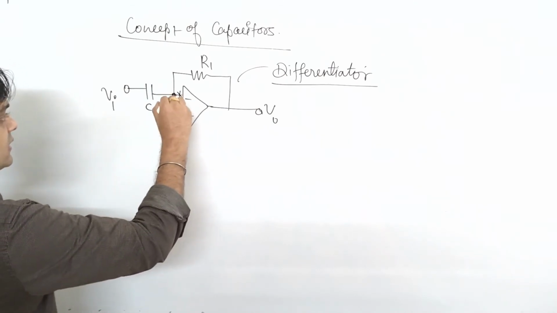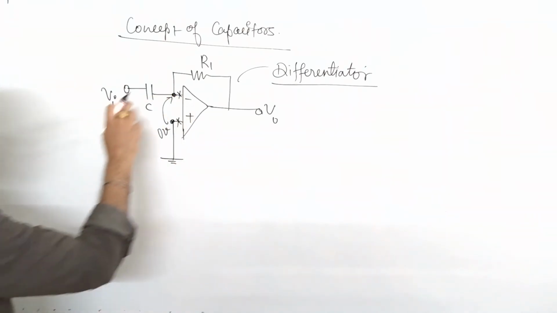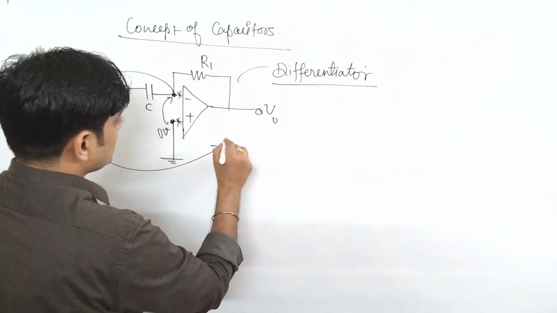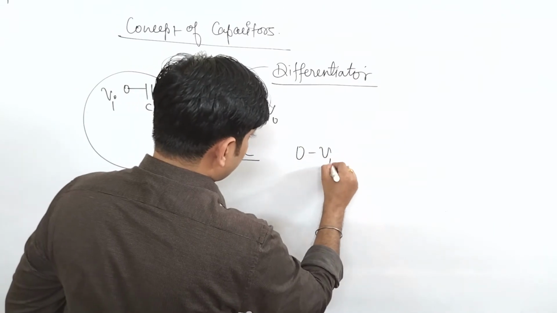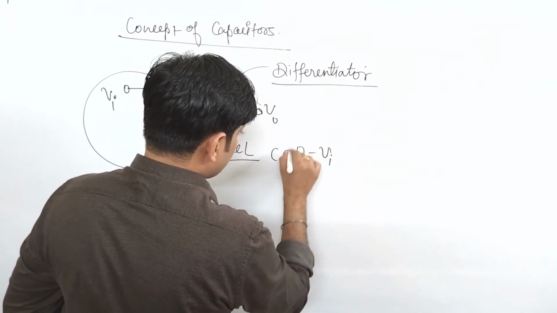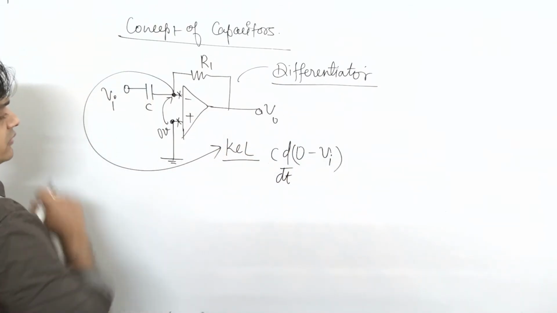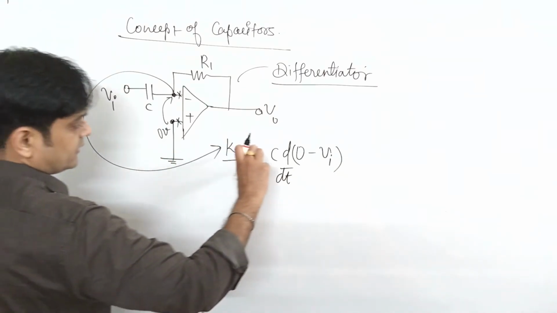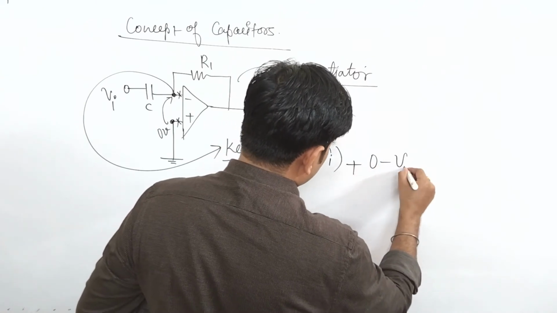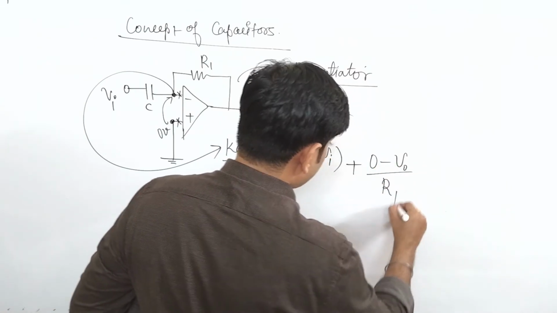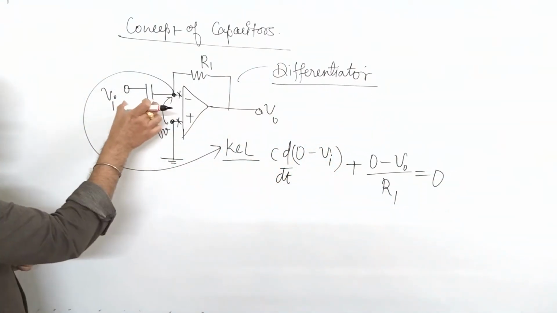Since the op amp is ideal in nature, no current will flow, and whatever the voltage here, 0 volt, will appear here. So if I apply KCL at this node, that comes to be 0 minus Vi, that is C dV/dt. The current in this branch is C d/dt (0 minus Vi) plus (0 minus V0)/R1, that is equal to 0.